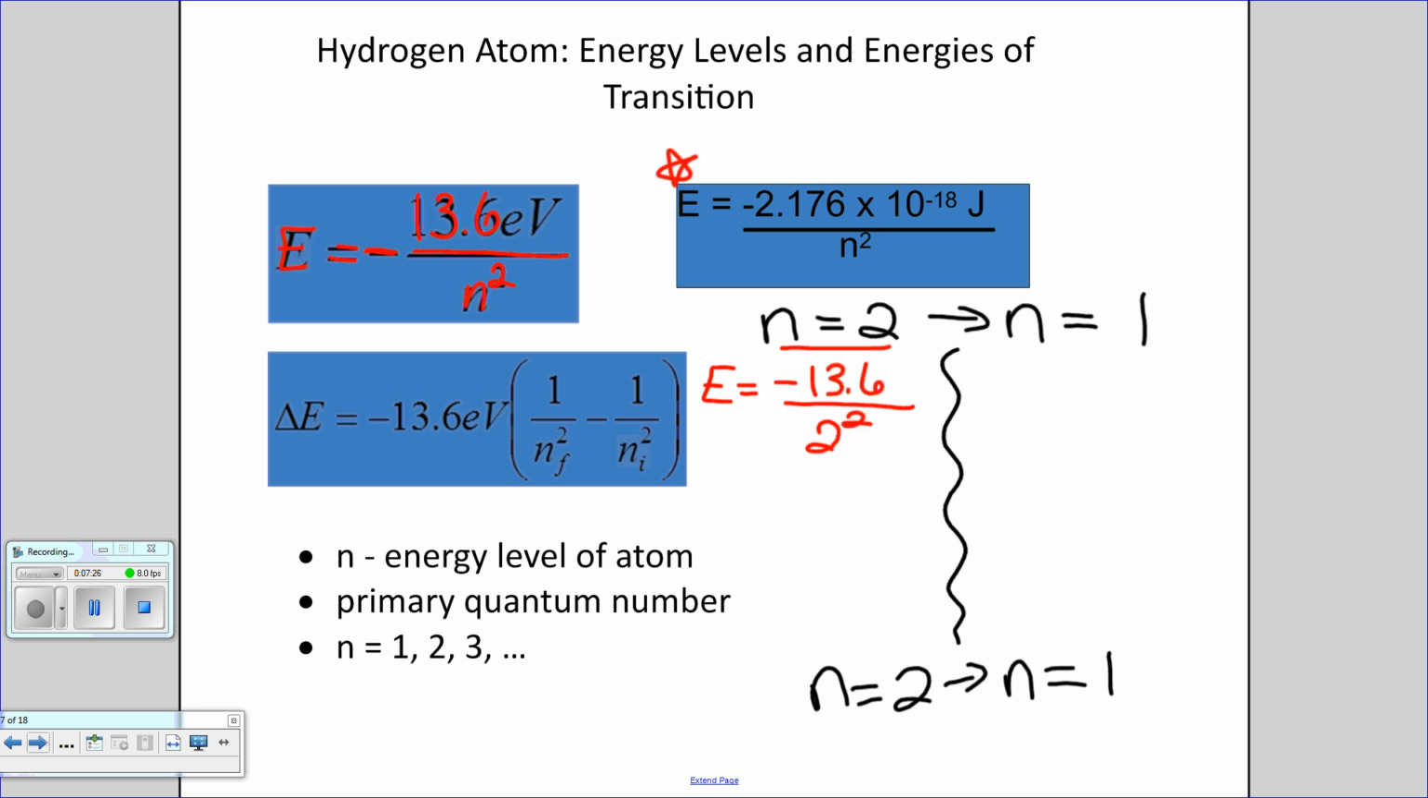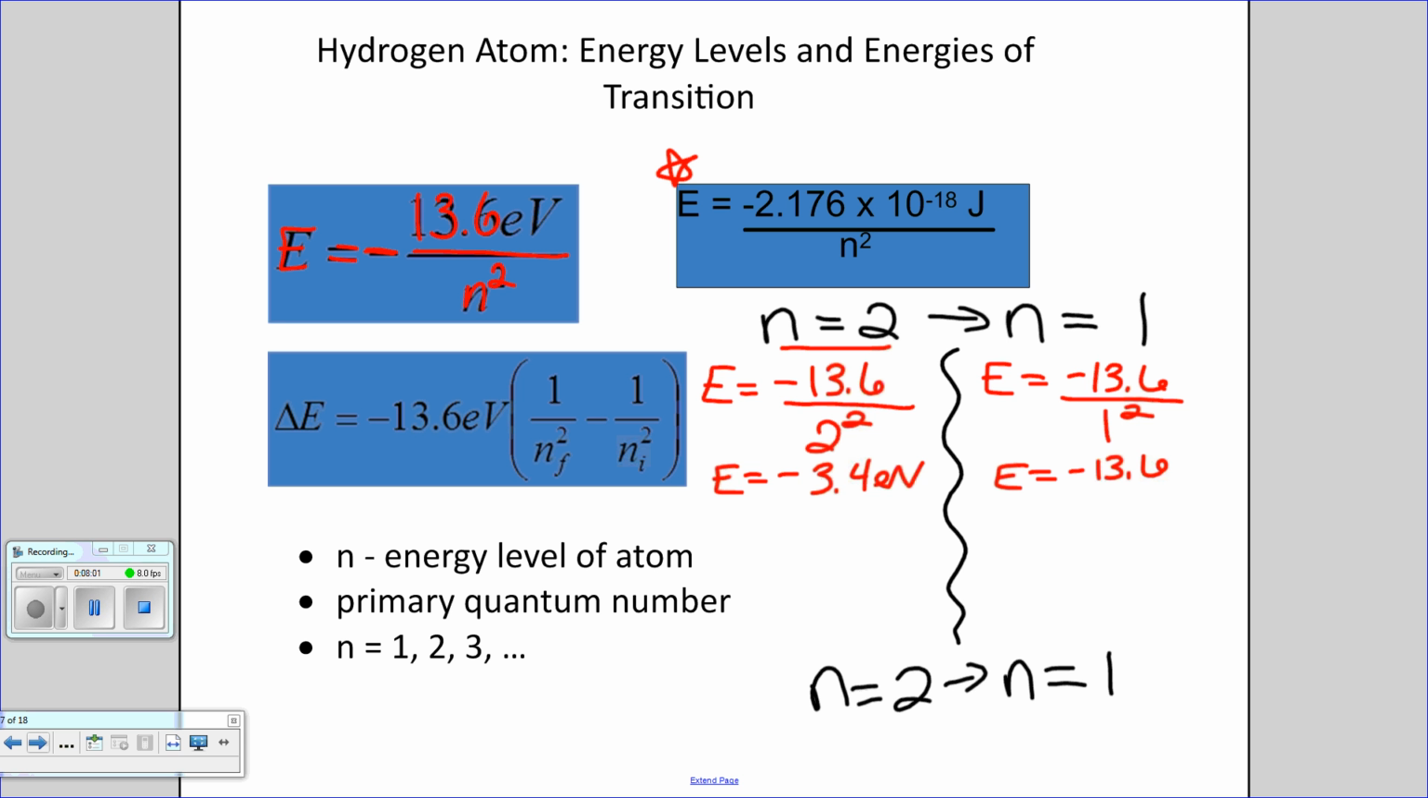Now if I was to take this and put it in my calculator, it's basically negative 13.6 divided by 4, because 2 squared is 4. And I would get my E is equal to negative 3.4 electrovolts. That's if the electron was on the second energy level. If the electron was on the first energy level, then it would have E equals negative 13.6 divided by 1 squared, because your n is 1. And E would equal negative 13.6.